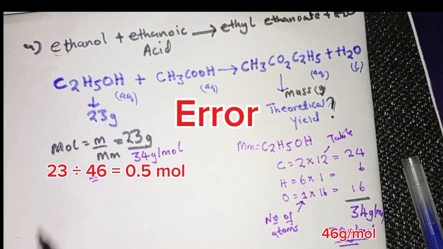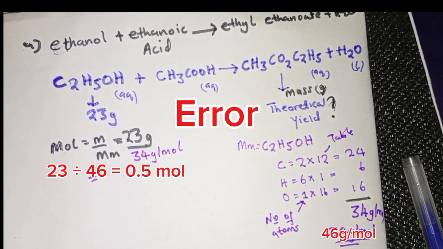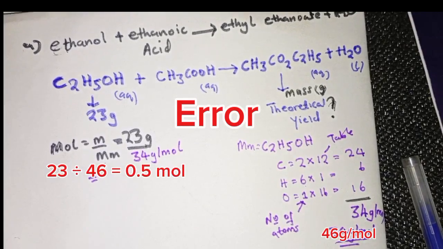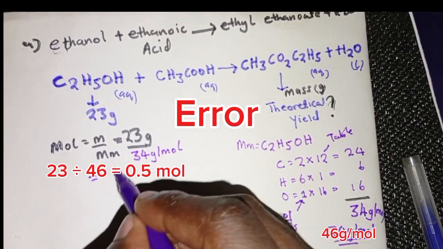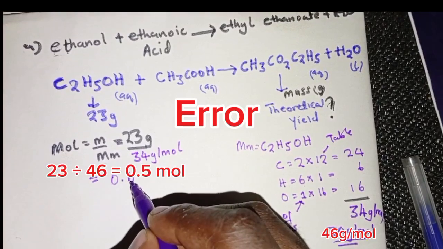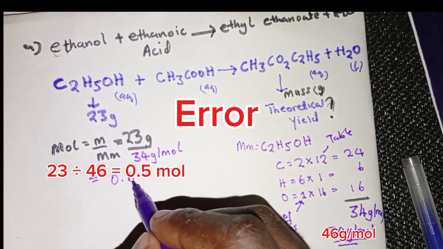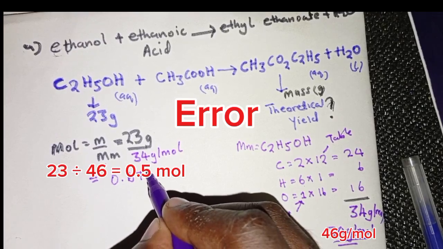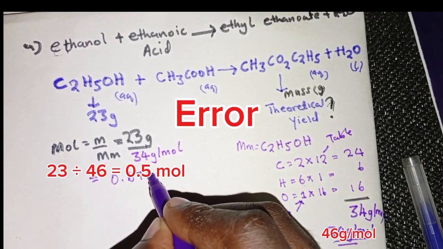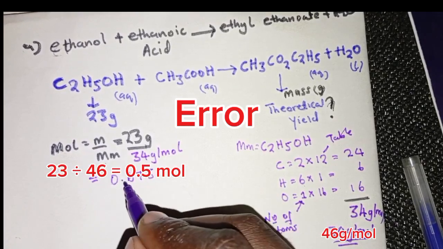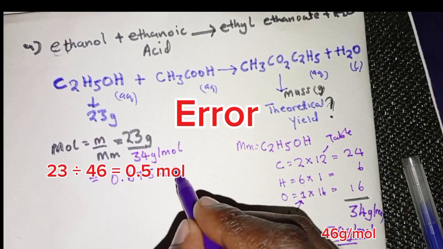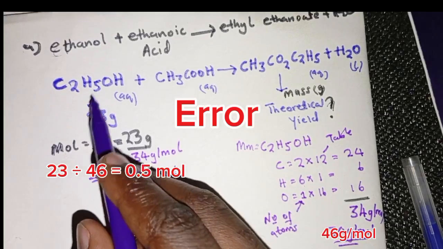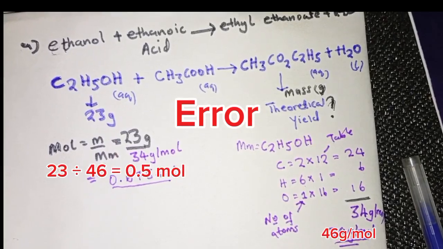So you need to find the mole. You can't do anything without the mole. So you say 23 divided by 34. And there you have 0.675. So these are the moles now. So we've converted the mass of this ethanol to moles.